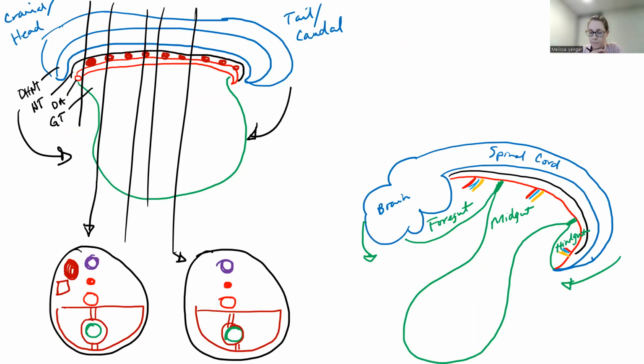Things to think about. There's only two things that are segmental. What two things are segmental? I want you to think about that. I want you to write it in your notes because everything else is going to be transsegmental.